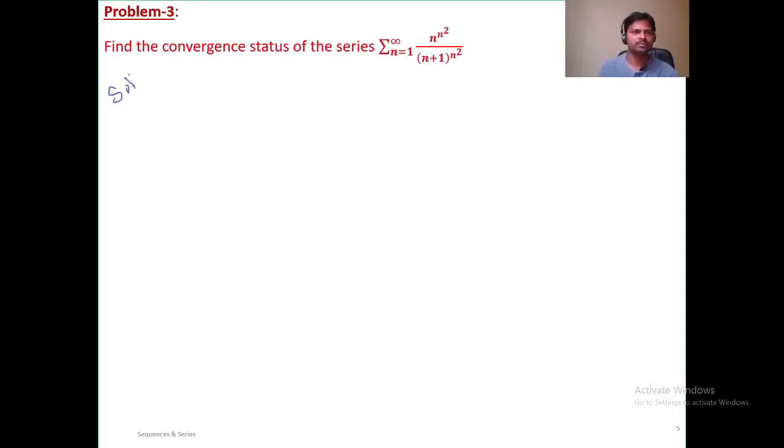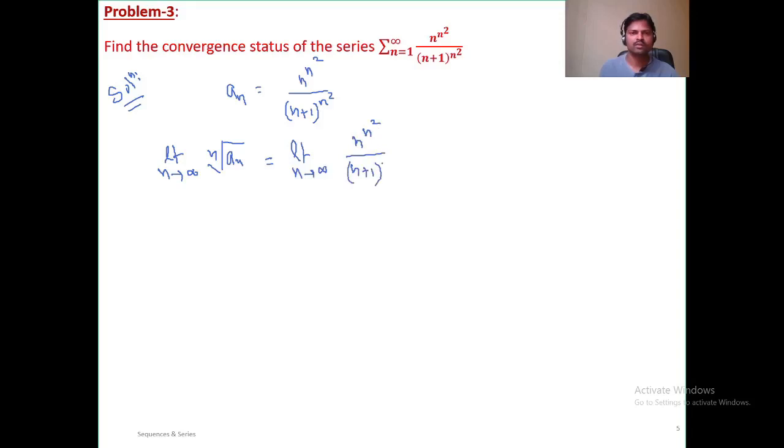Look at this, a similar kind but different one. So again, a_n is n raised to n upon n plus 1 power n raised to. Now since the power n term is there, I am proceeding with the nth root test. So limit n becomes large, nth root of a_n is, limit n becomes large, the nth root of n power n square upon n plus 1 power n square, whole power 1 by n, since the nth root means 1 by n.